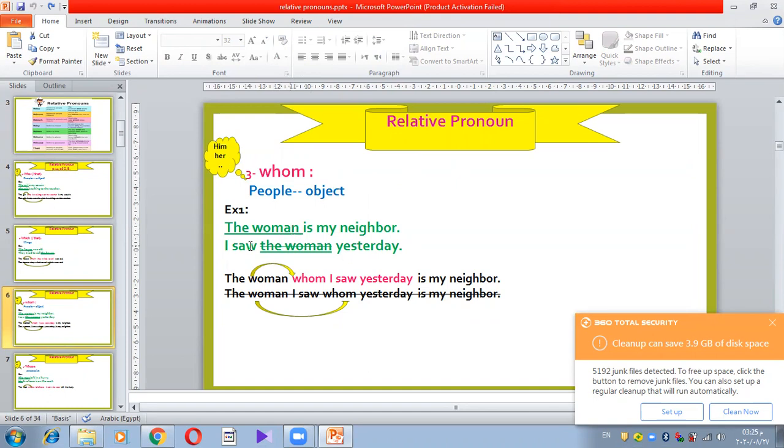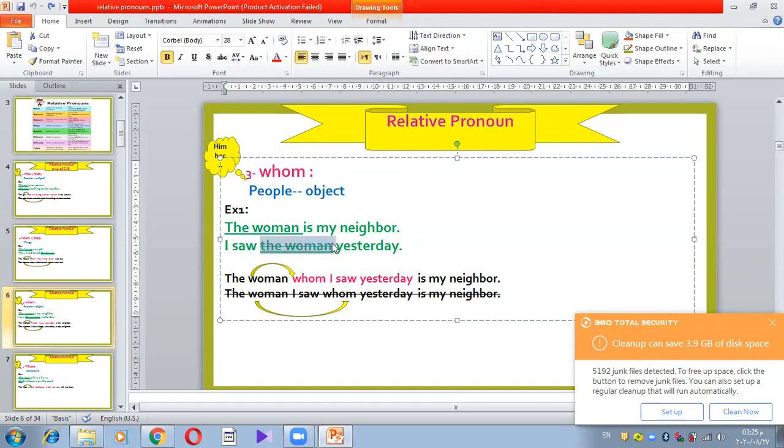Very good. What about the second one? I saw the woman yesterday. What word is repeated? The word the woman. The woman that you are gonna remove, this woman, is in the subject or object position? No, object, because it's after the verb. The subject here is I.